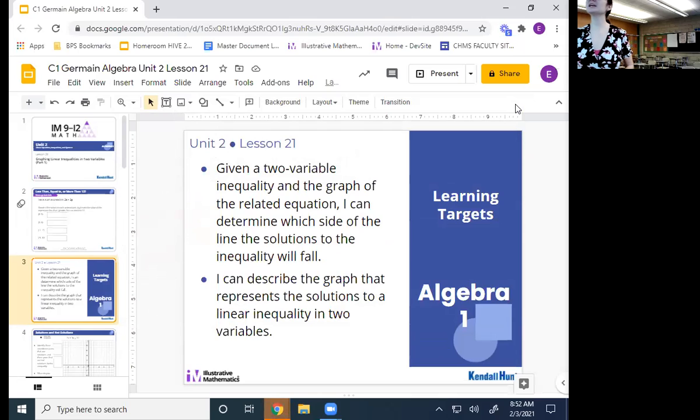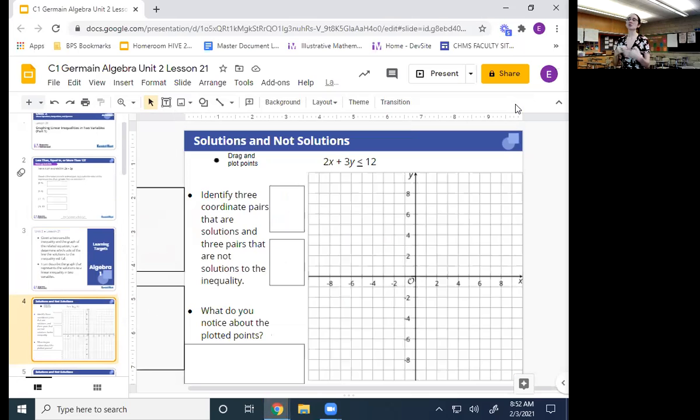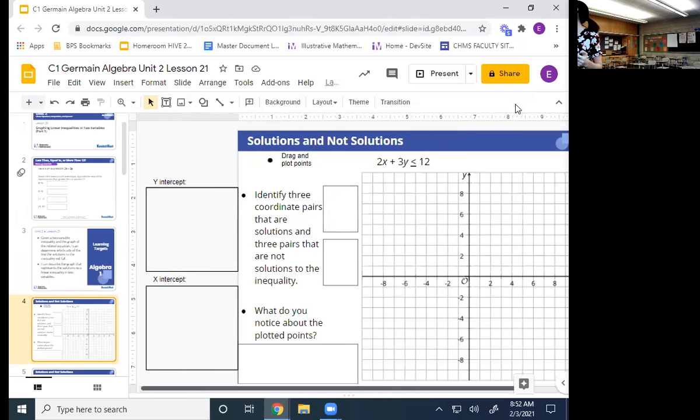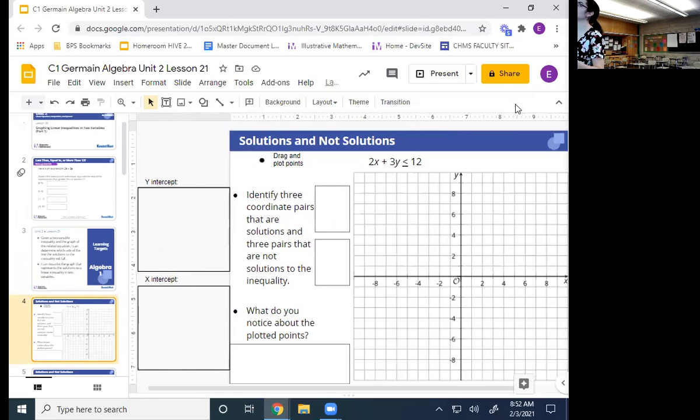We're definitely going to be able to get there, but it's going to take a step or two. Okay, so let me just move my sharing bar up to the top. Let me scooch myself over a little bit. So we're looking at this slideshow for today. We're looking at slide number 4 now. Okay, and it's called solutions and not solutions.